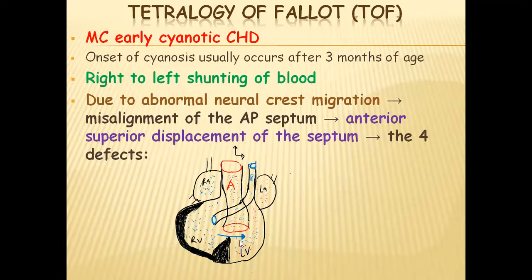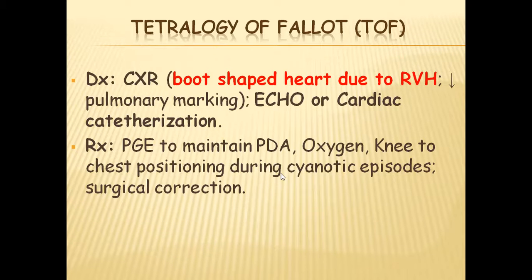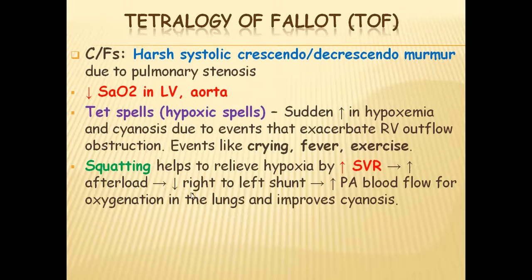So that also is going to lead to an increase in the pressure in the left ventricle, thereby decreasing the right to left shunting of what? Of blood, so that more blood can go into the pulmonary system for oxygenation, and more oxygenated blood can return to the left side of the heart and can leave through the aorta. So that's how squatting actually helps those people. By increasing the systemic vascular resistance, which leads to an increase in afterload, and a decrease in the right to left shunting of blood. And this leads to increased pulmonary blood flow for oxygenation in the lungs and improves their cyanosis.